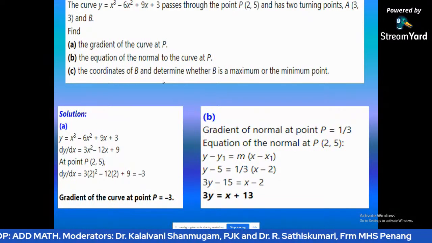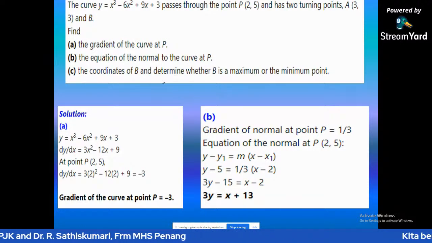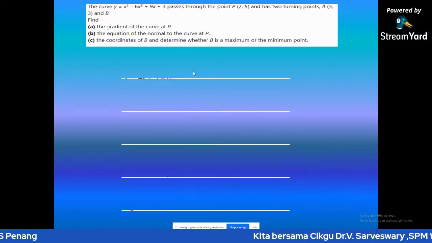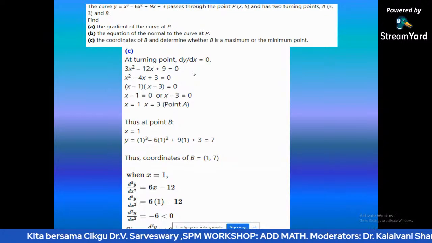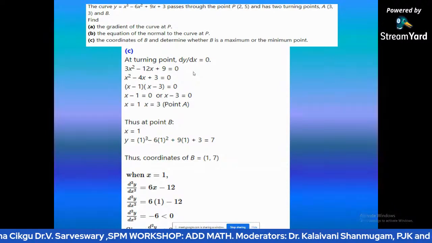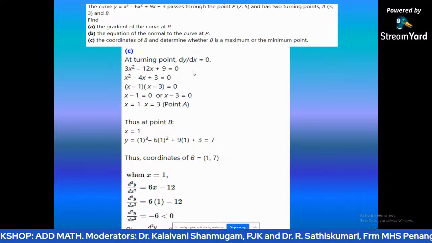So remember, whenever you see the words turning point, minimum point, maximum point, straight away you do dy dx. That's it. Straight away do dy dx. So at a turning point, dy dx equals 0. Minimum point, maximum point, turning point, dy dx equals 0. Teacher already explained just now, the gradient is 0 because it is a horizontal line. You know the meaning of gradient, right?